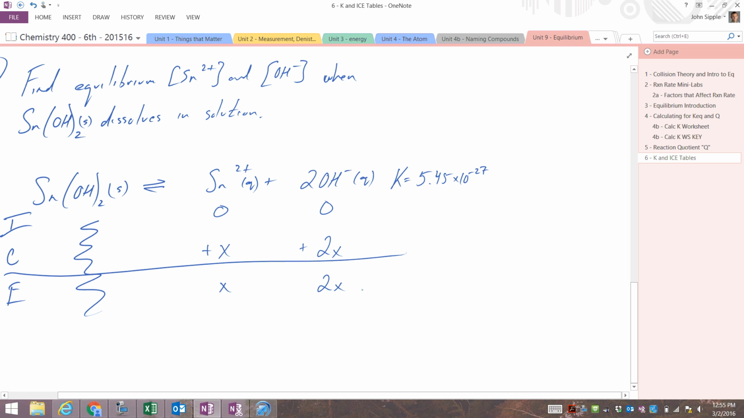Where did that come from? Where did the 2 come from? Coefficient, yeah, that's it. Just the coefficient, right? Because that's the mole ratio. For every one of these, we get out one of these, and we get 2 hydroxides, right? So the coefficient is what is helping us out there. We go with that? Okay.